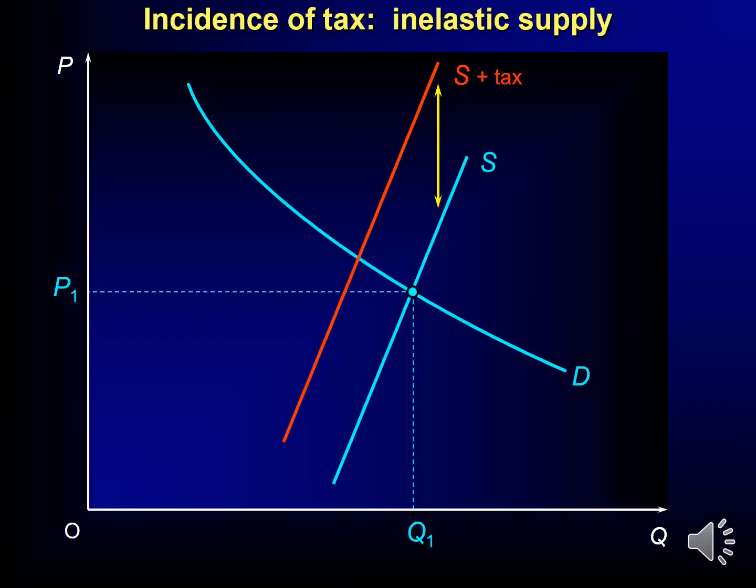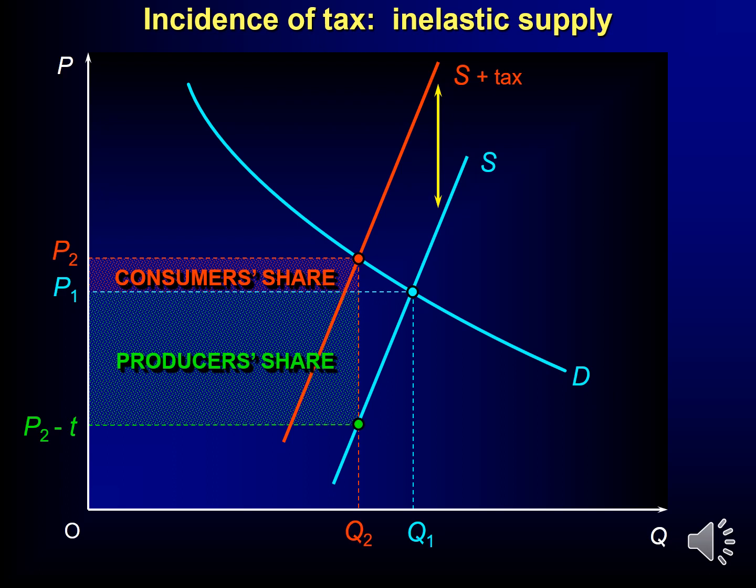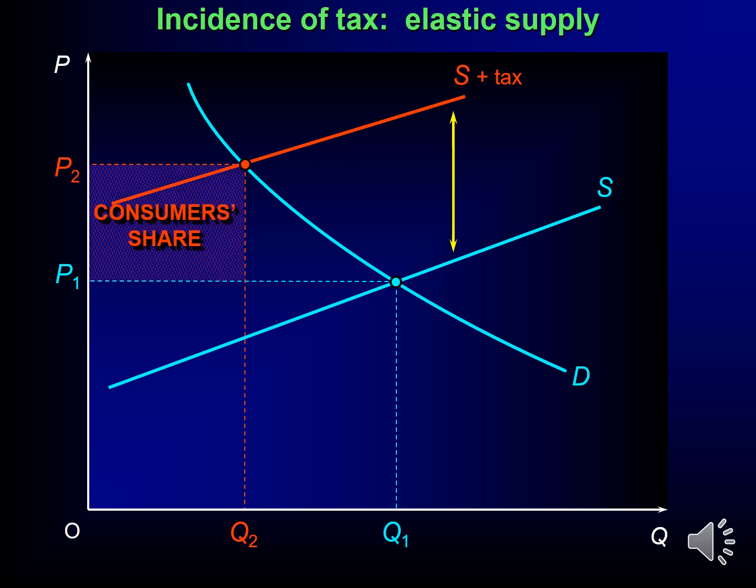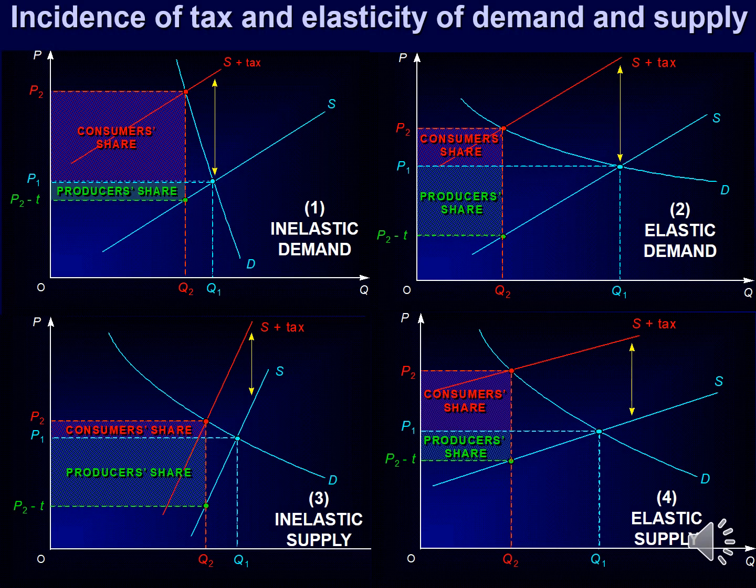Let's have a look with supply. When we have inelastic supply, we see that the price rise is relatively small. The producer is paying a large share of the tax. When supply is more price elastic, we can say there's been a large jump in price, and so the consumer will be paying a larger share of the tax. The producer's share will be relatively small. So this page shows us a summary of what we've just been looking at. It might be worthwhile taking a screenshot of this, printing it out and putting it in your notes.